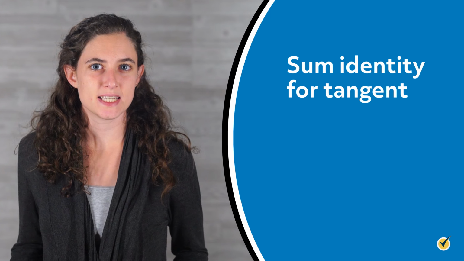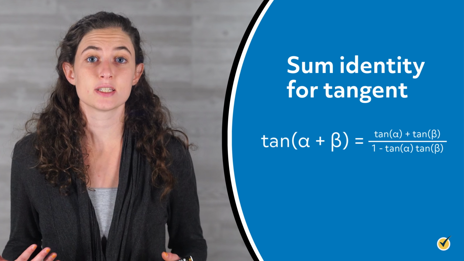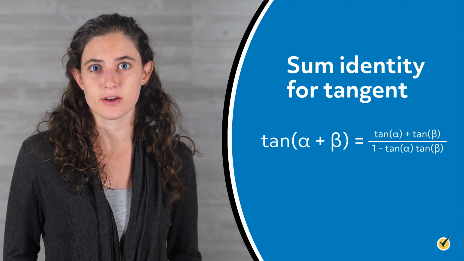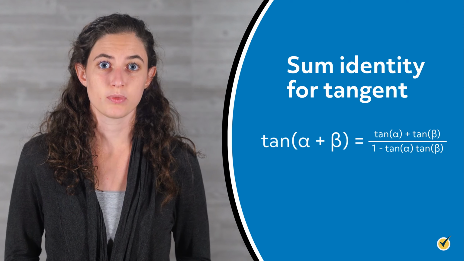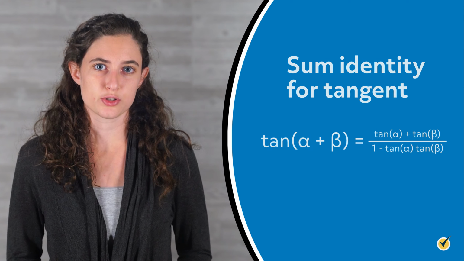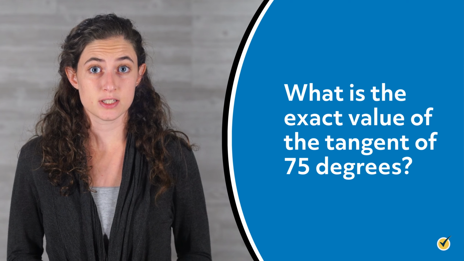There's also a sum identity for tangent. The tangent of alpha plus beta is equal to the tangent of alpha plus the tangent of beta over 1 minus the tangent of alpha times the tangent of beta. Let's use this identity to answer this question. What is the exact value of the tangent of 75 degrees?